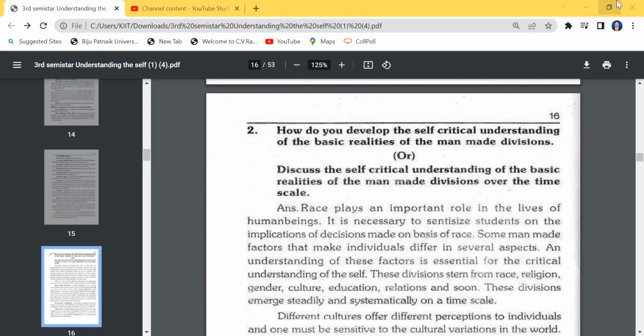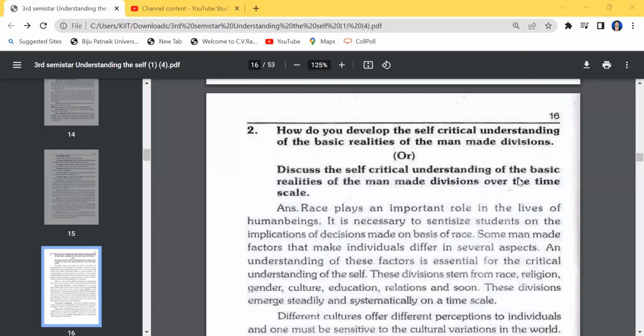Today I will discuss question number 2 for unit 2. Question number 2 is: how do you develop the self-critical understanding of the basic realities of the man-made divisions? Another way to ask it: discuss the effect of self-critical understanding of the basic realities of the man-made divisions over the time scale.